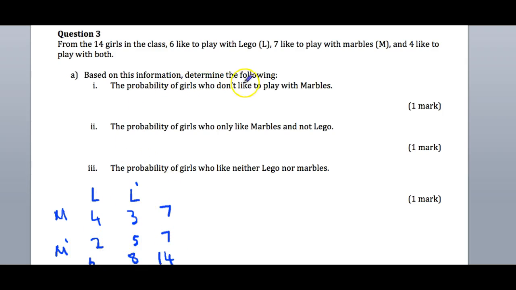Okay, so the probability of girls who don't like to play with marbles. So there's 14 girls. We don't like to play with marbles, so not marbles is 7. So that simplifies to a half. The probability of girls who only like marbles and not Lego, so like marbles but not Lego, is 3. Again, that can't be simplified. The probability of girls who like neither Lego nor marbles, so that's here at 5. Okay, so we can't simplify that one either.